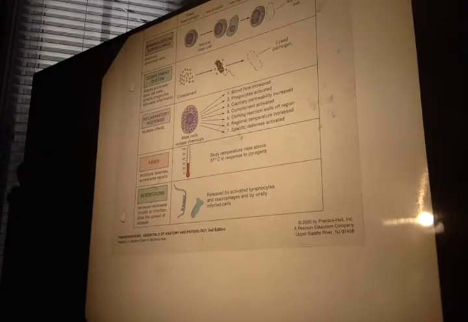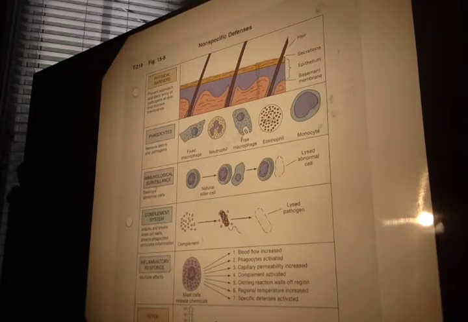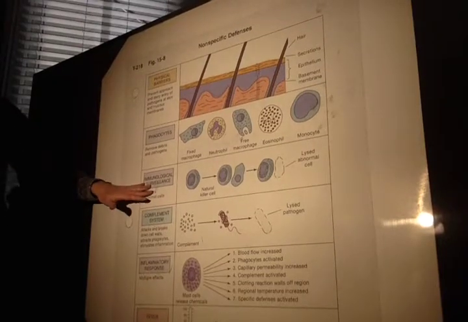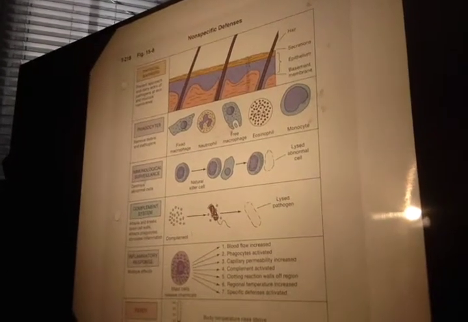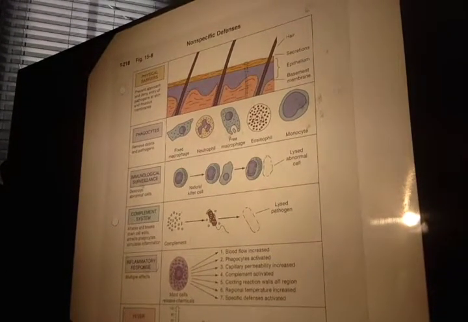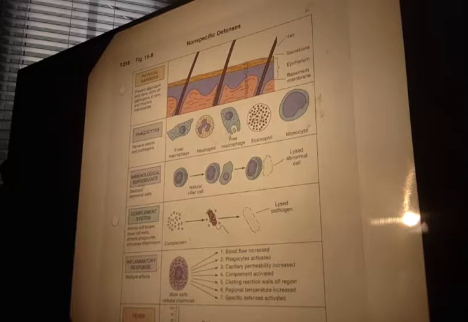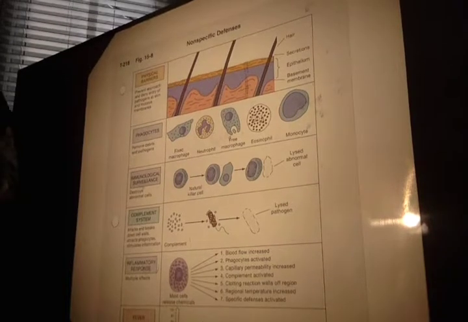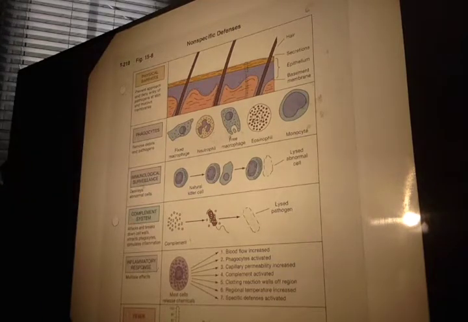Now, there is a further type of cell here, and this is the last one that we're going to talk about as part of the non-specific defense. This last cell here is a lymphocyte. In general, lymphocytes are involved in the specific immune response. But there is an exception. There is a type of lymphocyte called a natural killer cell.